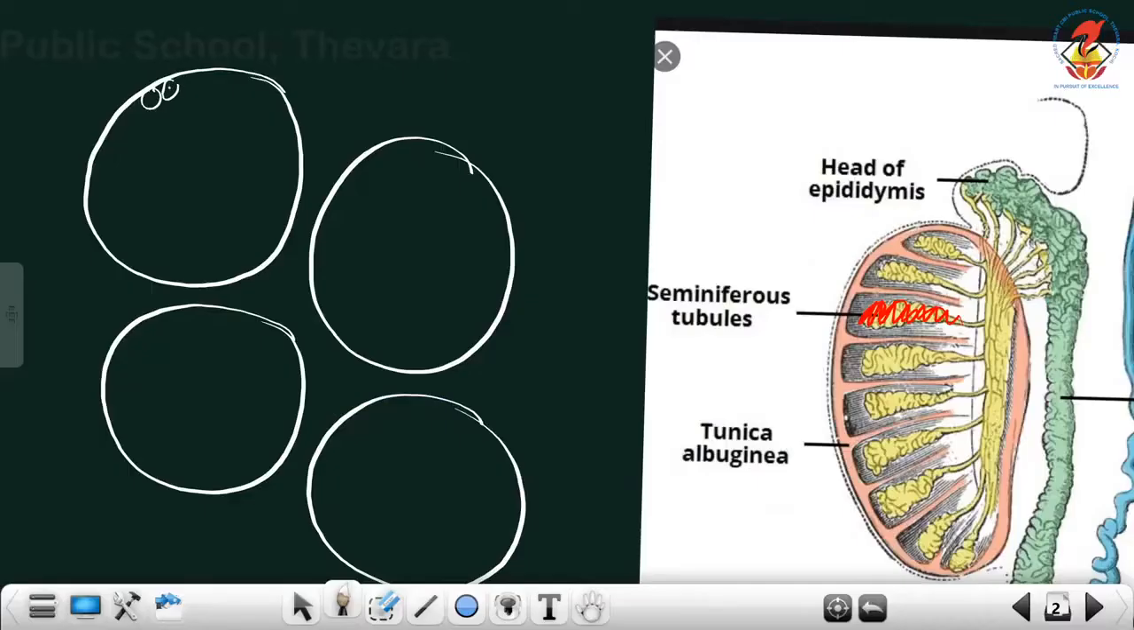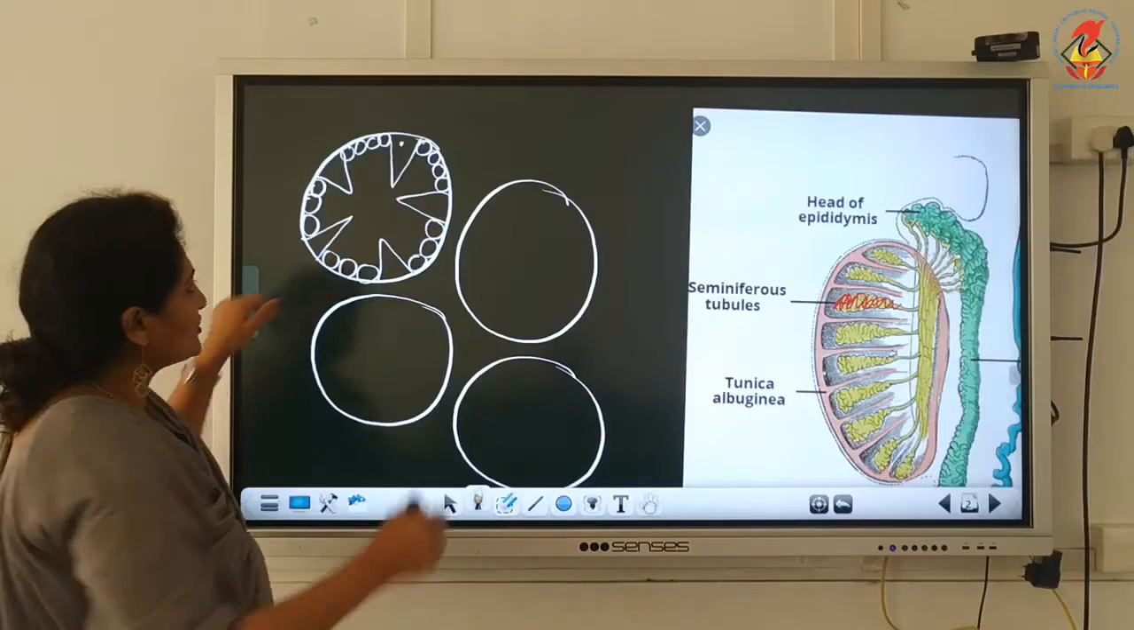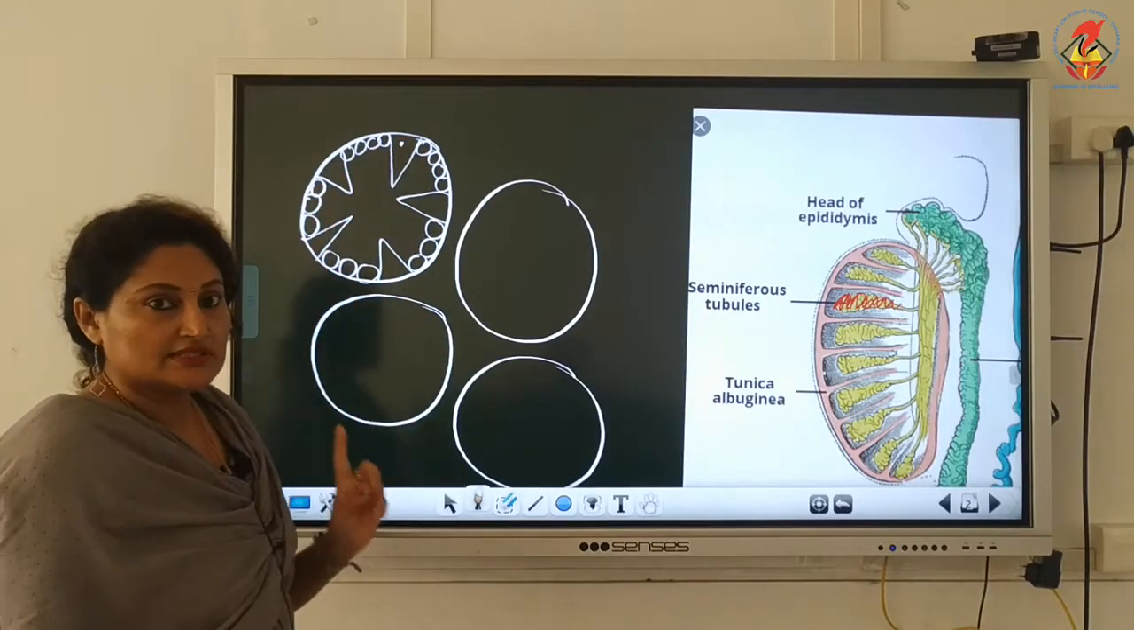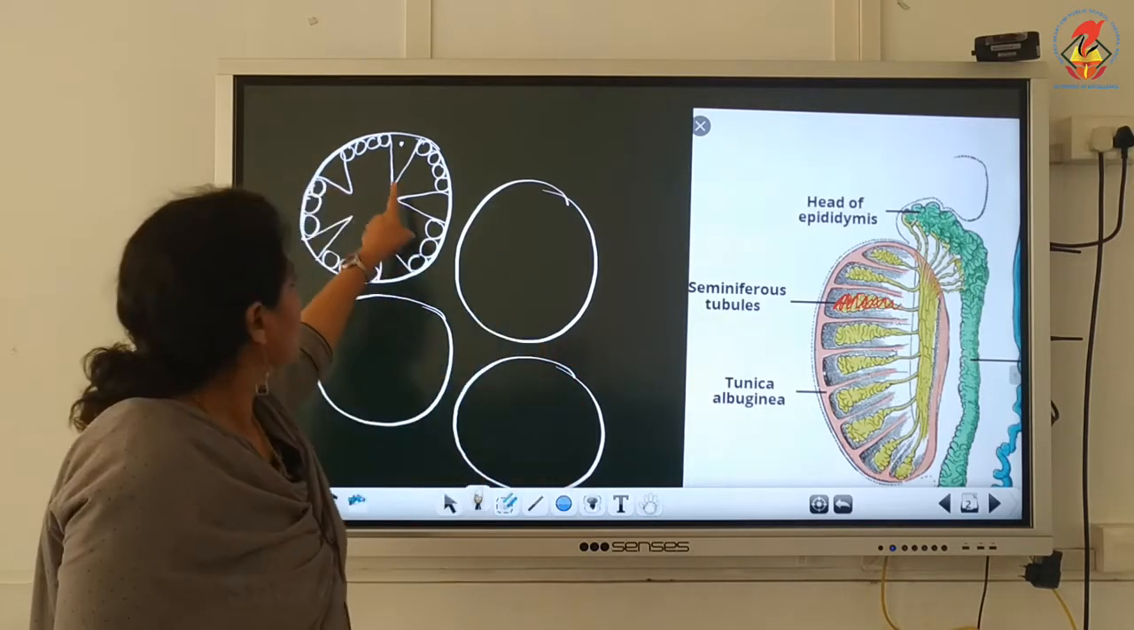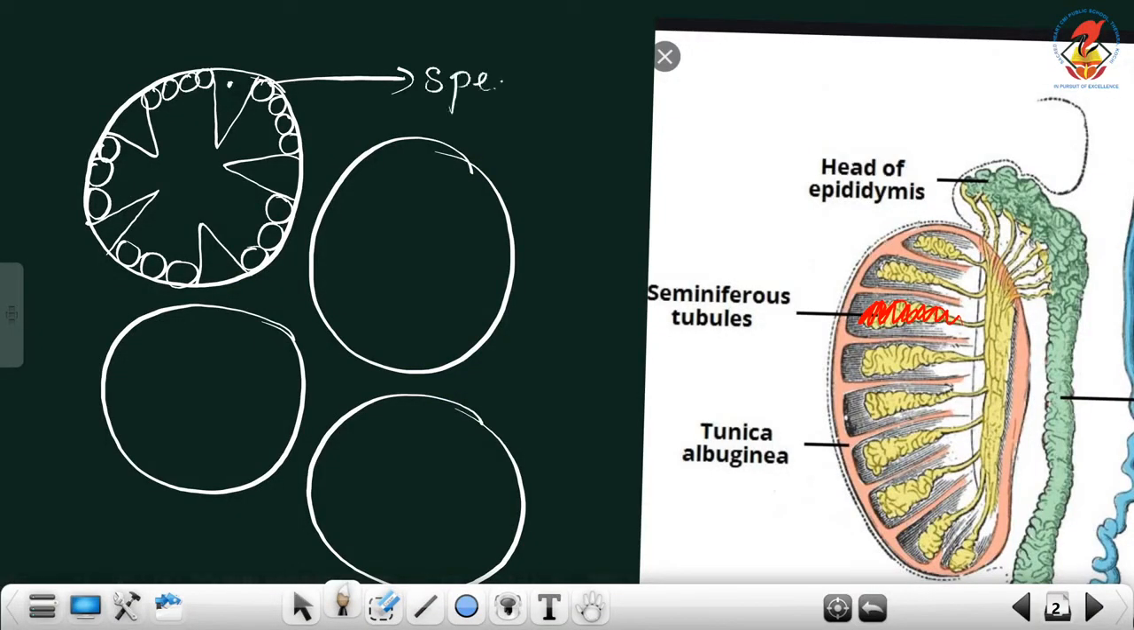Each seminiferous tubule is lined by an epithelium called germinal epithelium, and this epithelium comprises 2 types of cells. The cells are spermatogonia. You are aware of spermatogonia, no? Interrupted by pyramid shaped cells called Sertoli cells. So, the seminiferous tubule is lined by a germinal epithelium which is indicated in white color. There are 2 types of cells: the spermatogonia, which is the spherical one, and the pyramid shaped cells, which are the Sertoli cells.